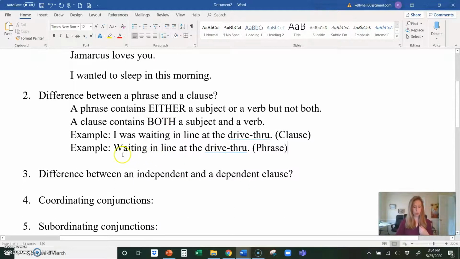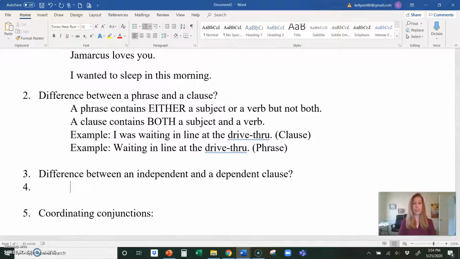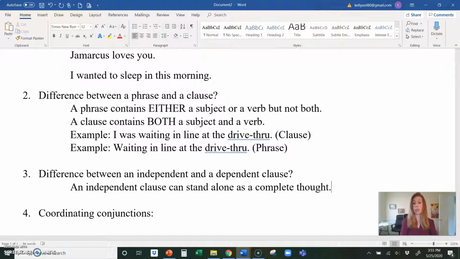Okay, going on to number 3, independent and dependent clauses. So first, let's start with this. What is the difference between an independent and a dependent clause? Just remember this. An independent clause can stand alone as a complete thought. It's cool. It can hang up by itself. That's an independent clause. It pays its own bills. It has its own house. Can stand alone. Okay, let me give you an example.